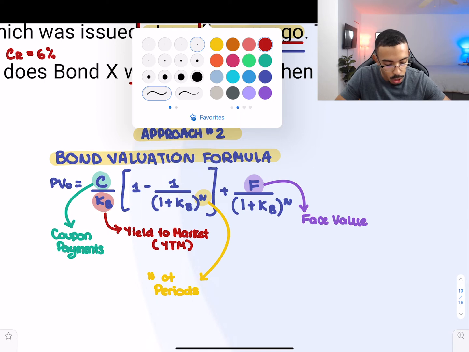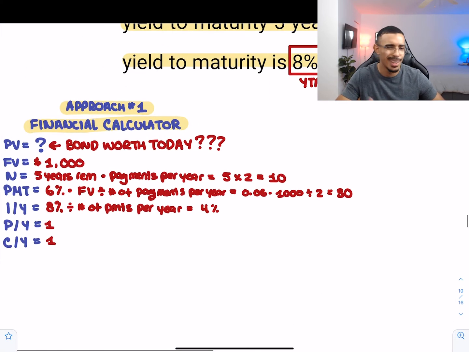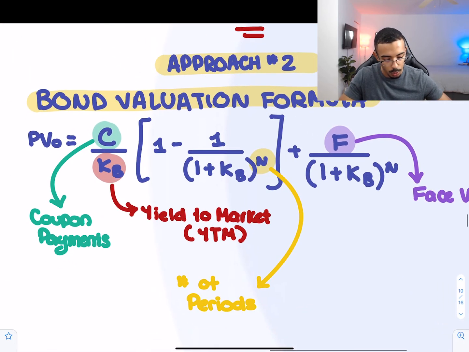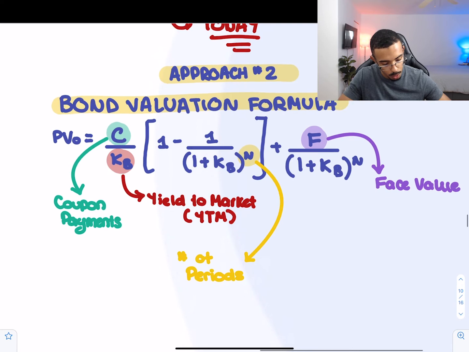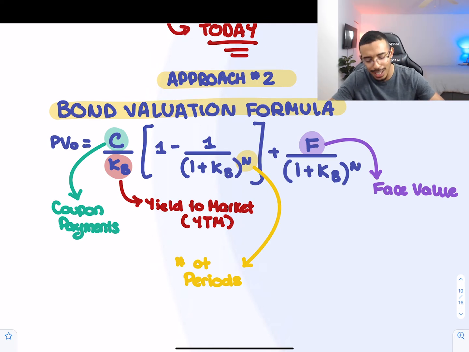And we're going to refer to our following data here a lot, just to make this simple. So if we look at our bond valuation formula, I'm going to zoom out just a little bit, we have the following function: present value is equal to C divided by KB times this big little factor plus this other factor.